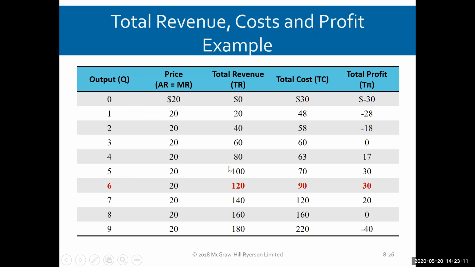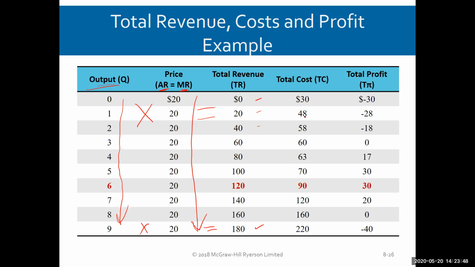So let's take a look at this. On the left, you see we have our output, and we're ranging from 0 to 9. Here's our price. And remember, that's average revenue and marginal revenue in this industry structure, perfect competition. So there's our price of 20. And then we just take our output times our price to get total revenue. And that ranges from 0 to 20 to 40 to 60, all the way to 180. In this last case, the output is 9 times 20, which is equal to 180.